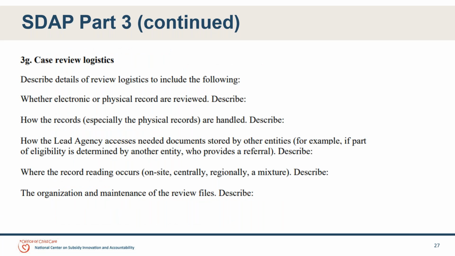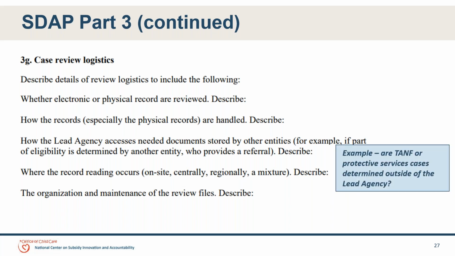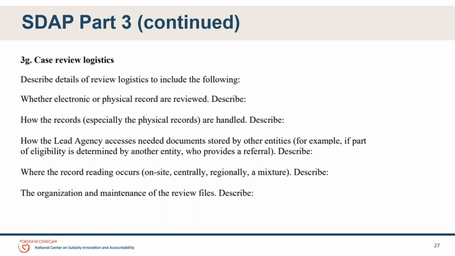The last part of the SDAP is 3G, case review logistics. Specifically, we would like for you to share your plans for whether electronic or physical records are reviewed. If it's going to be a mix of both, that's fine. Just describe that here. And also share how records are handled.